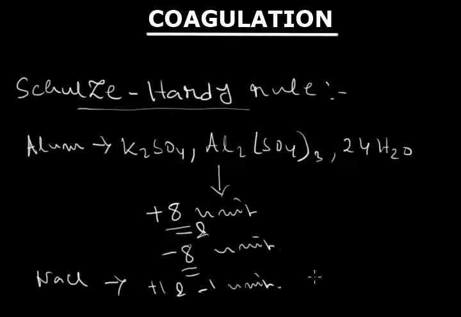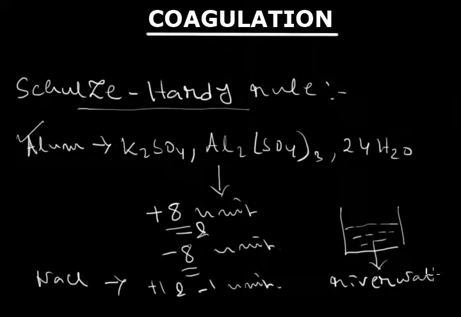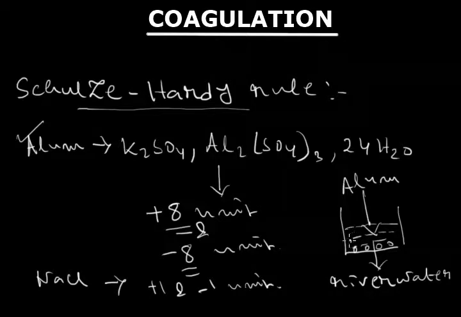Now, if we compare the coagulating power of alum and sodium chloride, alum is much more effective for coagulation. For example, if we take turbid river water in a container, river water contains a lot of colloidal impurities, and to it alum is added, then the mud particles settle down at the bottom and the upper part of the water is clear. This is the basic principle of the water purification industry. In the water purification industry, alum is used to clear the turbidity of water.